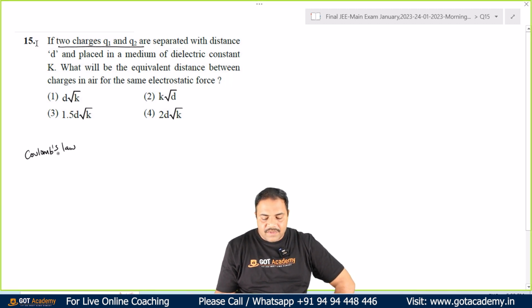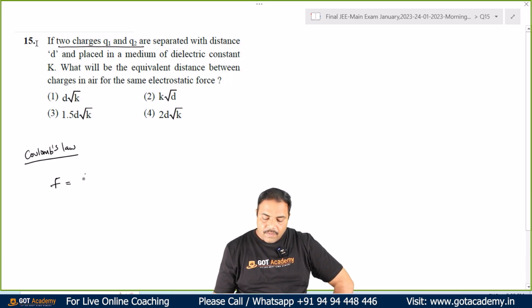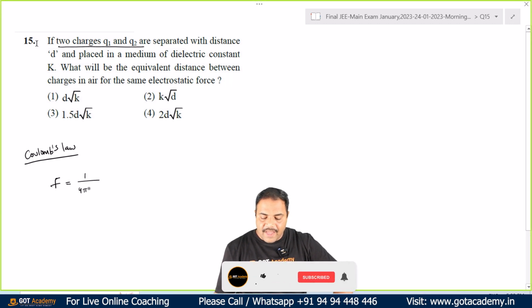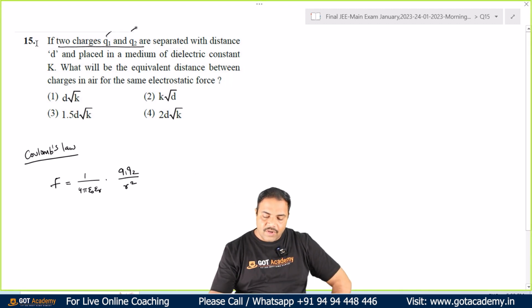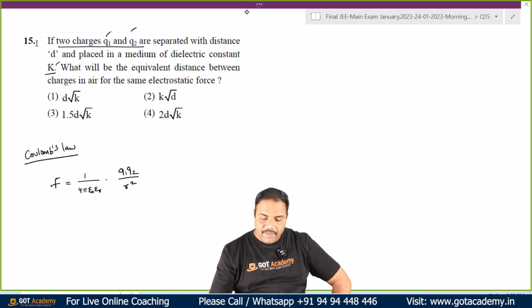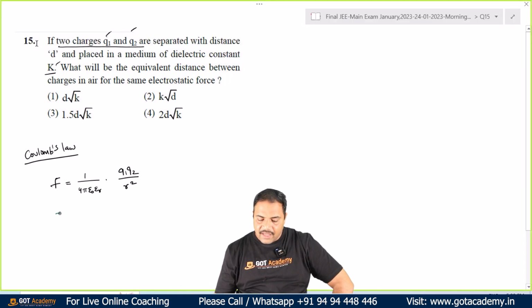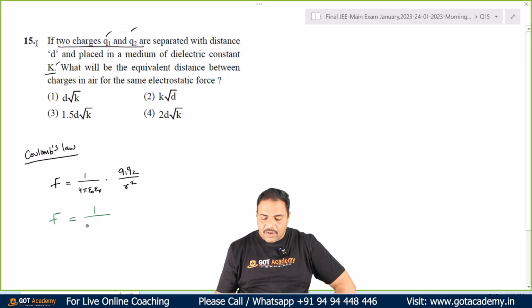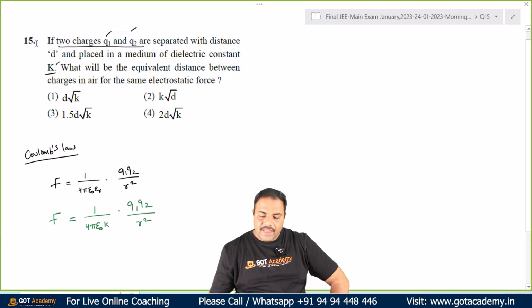As per Coulomb's law, what we could say is that F is equal to 1 by 4 pi epsilon naught epsilon r into Q1 Q2 by r square. This is the formula. There are two charges Q1 and Q2, and here the dielectric constant is K. So in place of epsilon r, I have to put K. Then the formula for force is F equal to 1 by 4 pi epsilon naught into K into Q1 Q2 by r square. This is case 1.